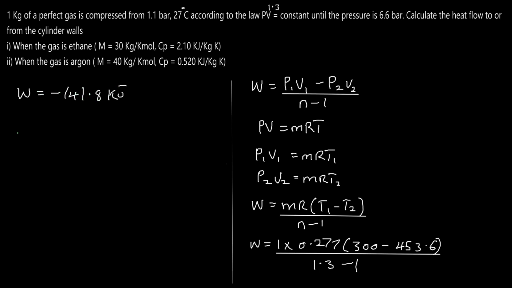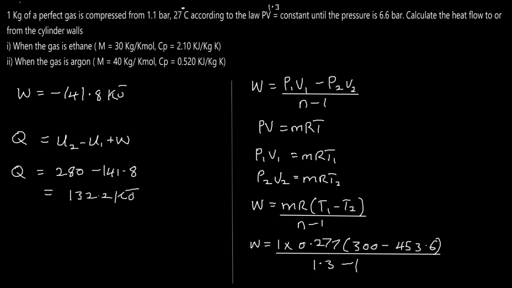Now we have obtained our difference in internal energy and our work done. So to get the heat flow, we substitute these values into our energy equation and we obtain heat flow as 138.2 kilojoules. A positive value indicates that the gas absorbed heat from its surroundings during the compression.